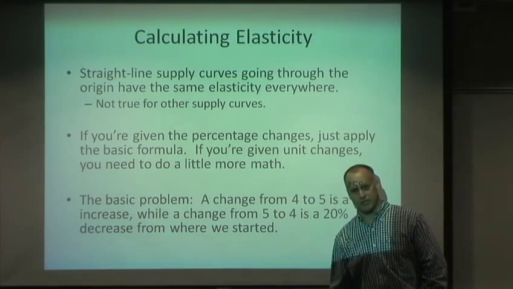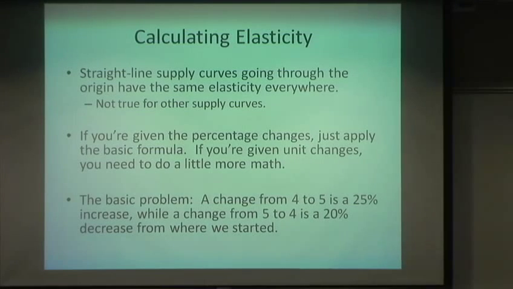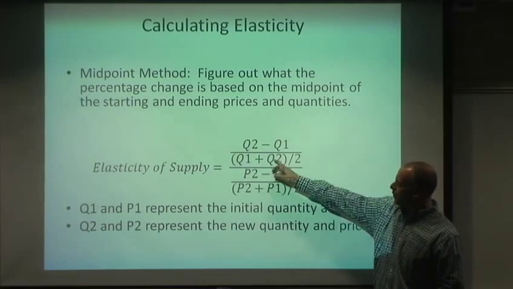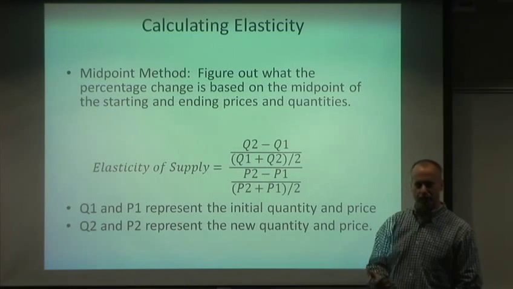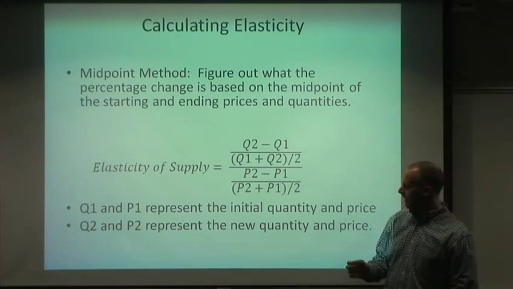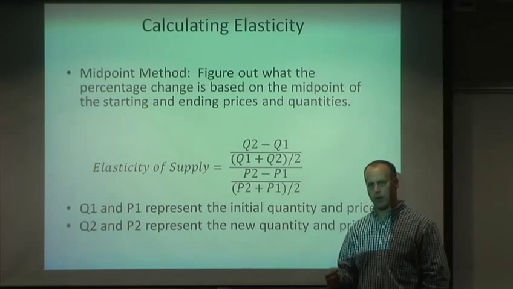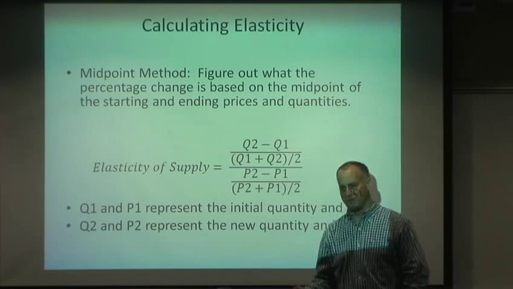Fortunately, economists have developed a way to handle this problem called the midpoint method. The midpoint method looks like this. Essentially what we're going to do is, instead of choosing 4 or 5, we're going to take an average of 4 and 5 to decide on what our percentage change is. So our percentage is not out of 4, it's not out of 5, it's out of the midpoint between the two. What percentage of 4.5?